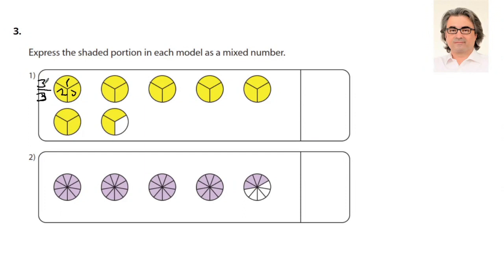It means this is 1. This is 1 again. 1, 1, 1. And this is also 1. The last one is not 1. Number of all equal parts of the whole is 3. Number of shaded region is 2. So the last one is 2 over 3.